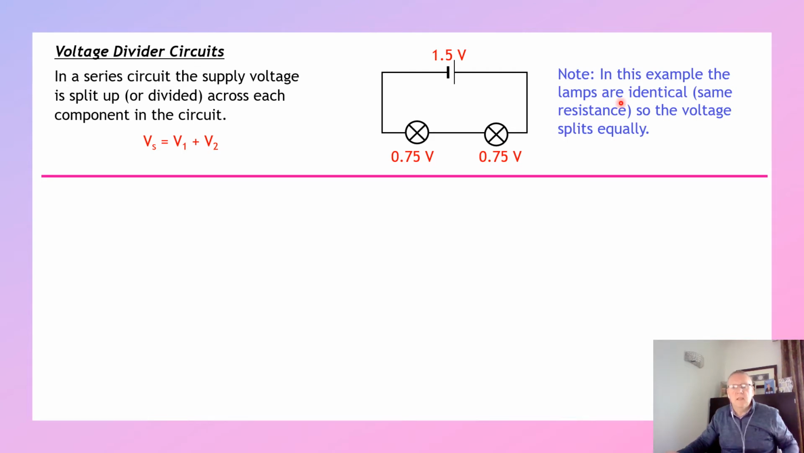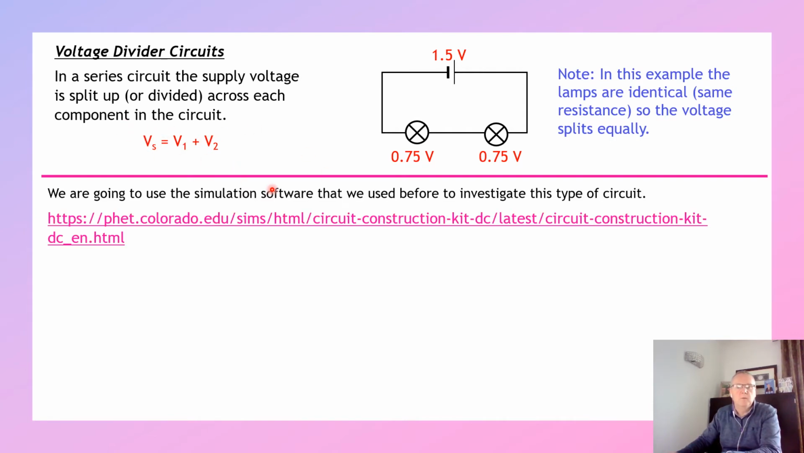So they've got the exact same resistance. So the voltage splits equally, but it doesn't have to be that way. If you've got two different values of resistor, then the voltage will split up in a different way. For example, it could be 1 volt and 0.5 volt. All you know is that that voltage and that voltage must add up to the supply voltage. That's the equation from series circuits that we've done before.